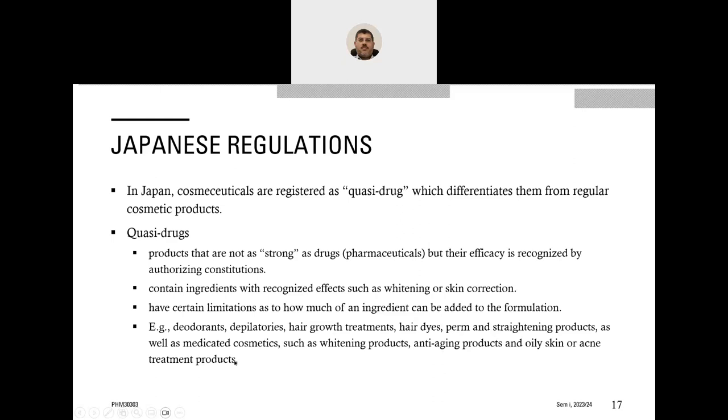Depilatories, they are preparations to remove hair. Okay?